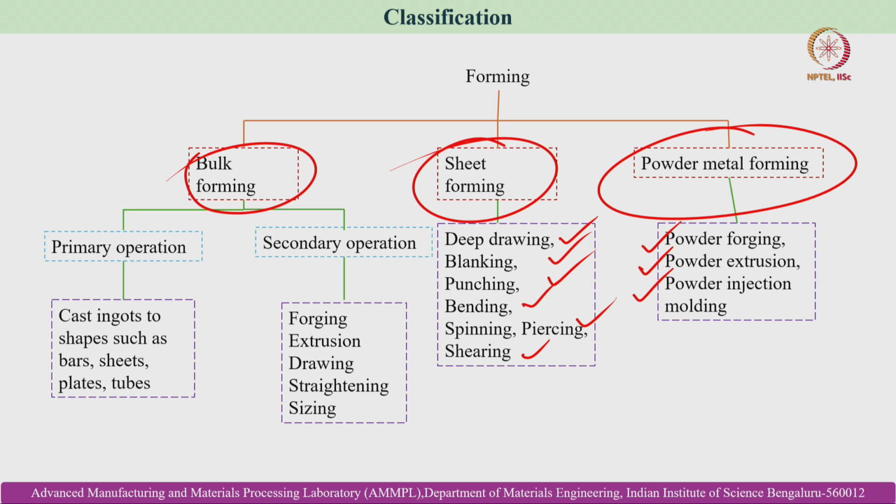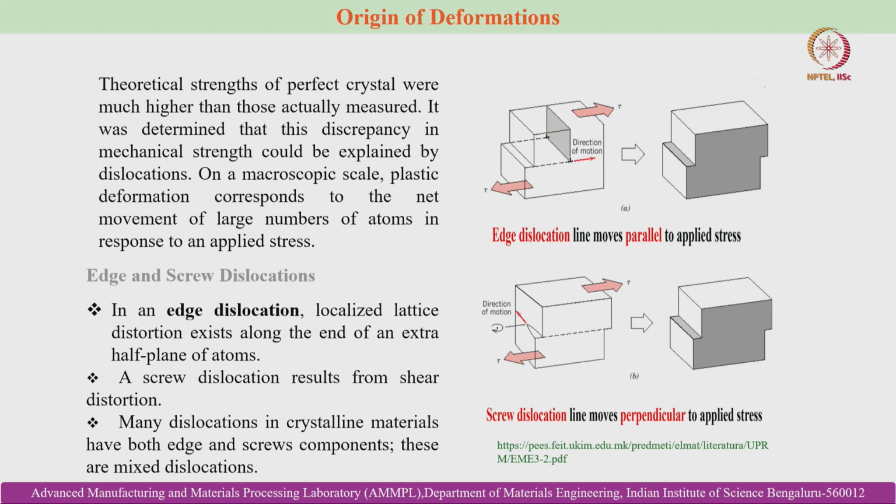So, this is in the form of shapes such as bars, sheets, plates, and tubes, which then undergo the secondary operations, called forging, extrusion, drawing, straightening, and sizing, to arrive at either the desired part geometry or the desired level of mechanical, metallurgical, and microstructural attributes needed in the final part. And then from this secondary operation, the forged, extruded, or drawn billets, those parts can be machined. So, this is the classification of metal forming processes.